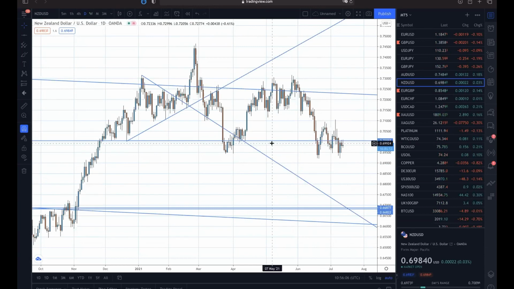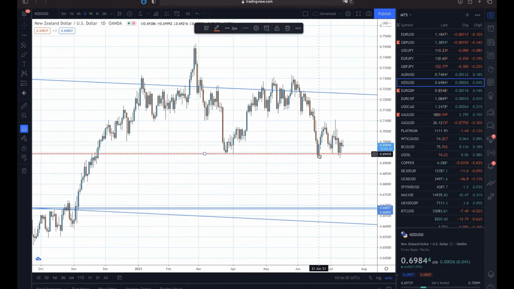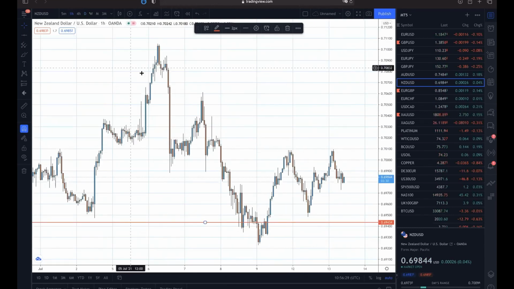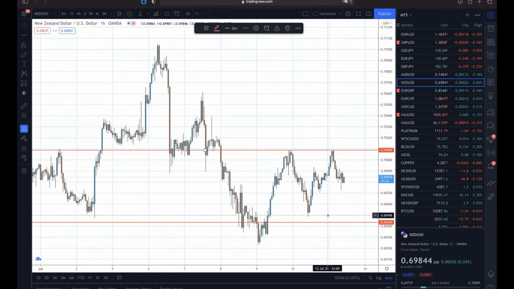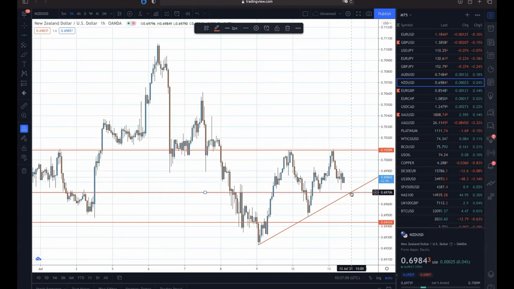Moving on to the Kiwi, sorry, these are some very old drawings that I have. We're seeing a very similar picture to the Aussie. We have tested this level around 69.40 three times now, and we keep bouncing. Looking at the hourlies, we have resistance around 70.10, which is quite pronounced, and support levels just above 69.70. Let's say this would be a level to watch. It was the pullback low yesterday, and it's crossing with a rising trend line. So that's an area I would be looking at to go bullish on the Kiwi.